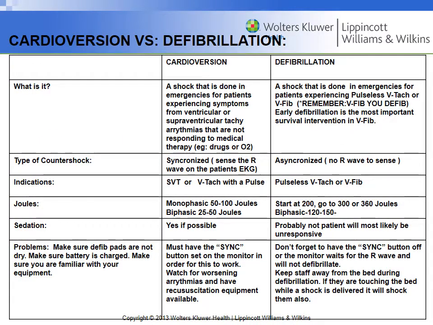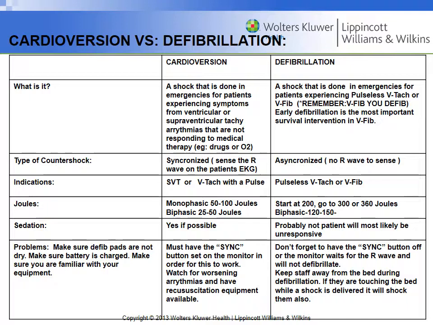Cardioversion versus defibrillation. Cardioversion is a shock that is done in emergencies for patients experiencing symptoms from ventricular or supraventricular tachyarrhythmias that are not responding to medical therapy. Cardioversion is a synchronized shock. In other words, synchronized means it senses the R wave on the patient's EKG. So if you look at the PQRST on the monitor, a synchronized shock will sense the R wave and fire its electrical energy on the R wave. And why is this important? Later on when we talk about defibrillation, it's very important.